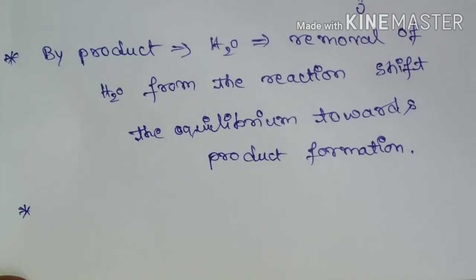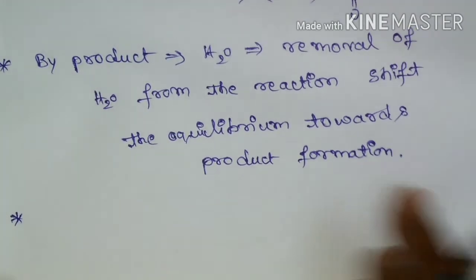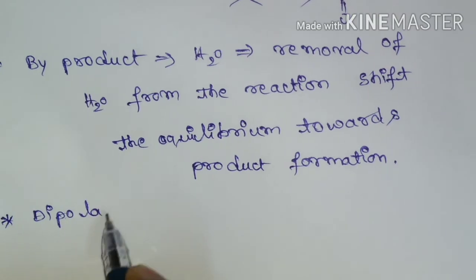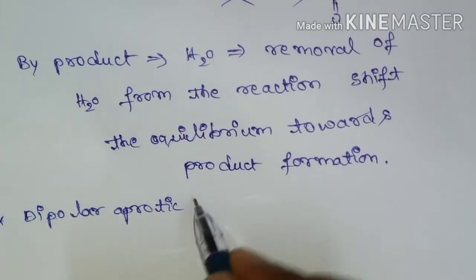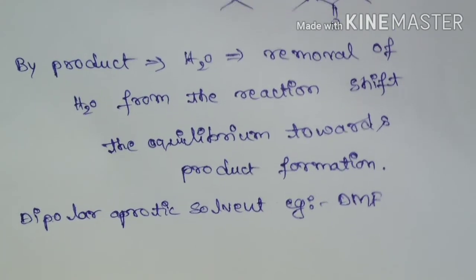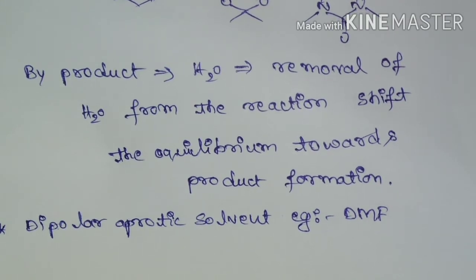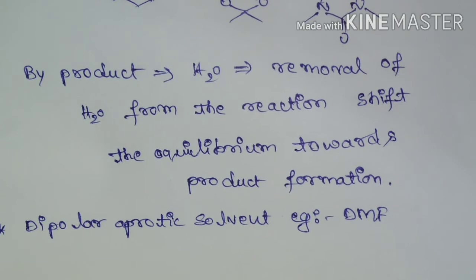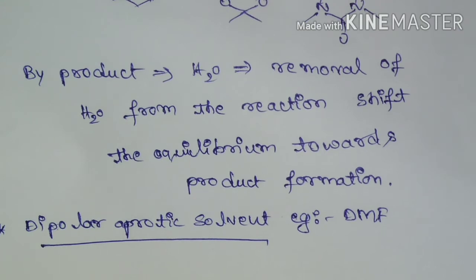One more important point is that this Knoevenagel condensation reaction is usually carried out in a dipolar aprotic solvent, for example DMF. If we use a protic solvent, it will inhibit the last step, that is the elimination step. A dipolar aprotic solvent facilitates that elimination step. So these are the important aspects regarding Knoevenagel condensation: the nature of the catalyst, the active methylene compound, the byproduct, that is water removal, and the solvent, that is a dipolar aprotic solvent.